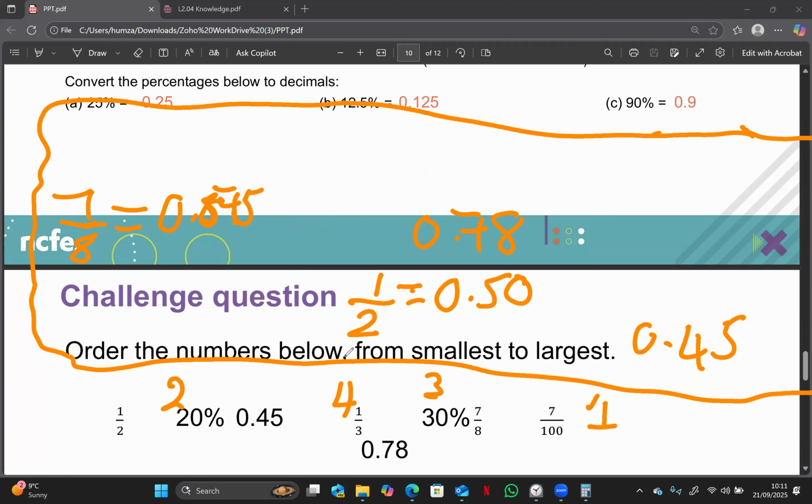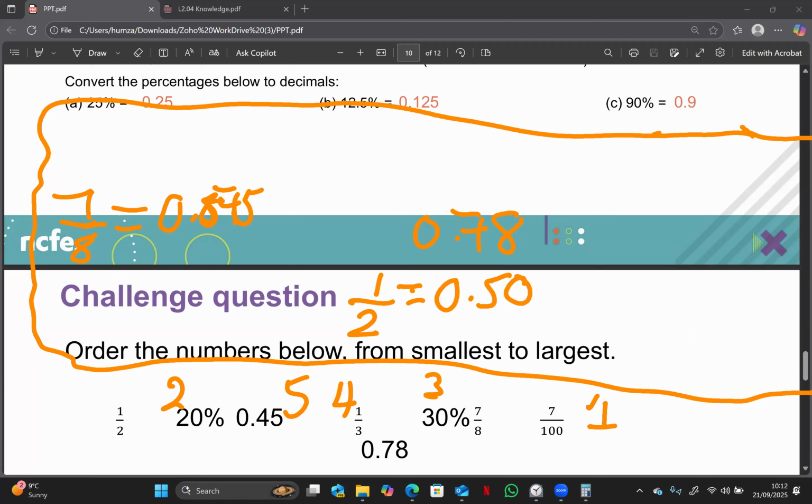What's the fifth one? 0.875, 0.78, 0.50, 0.45. Yes, finally. So that is the fifth smallest. And what's the sixth one? 0.50. Yeah, so half. That's the sixth one.